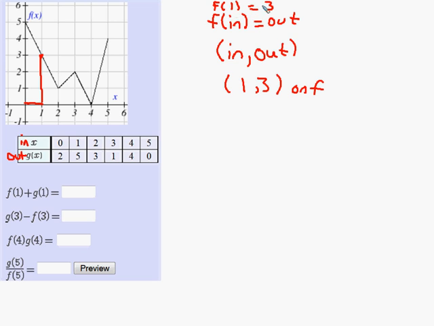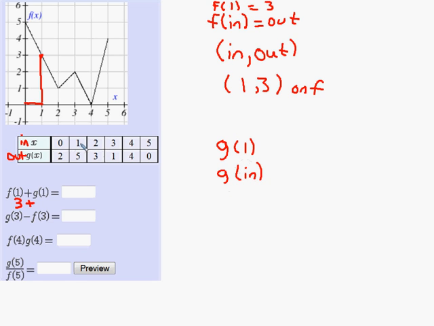In math, if two things are equal, you substitute one for the other. So where I see f of 1, I'm going to replace it with 3. And then I'm going to add it to whatever I get when I find g of 1. Just be careful that g isn't the graph, it's the table. But the notation hasn't changed. Whatever's in the parentheses is the input. So I need to go to where the input is 1.